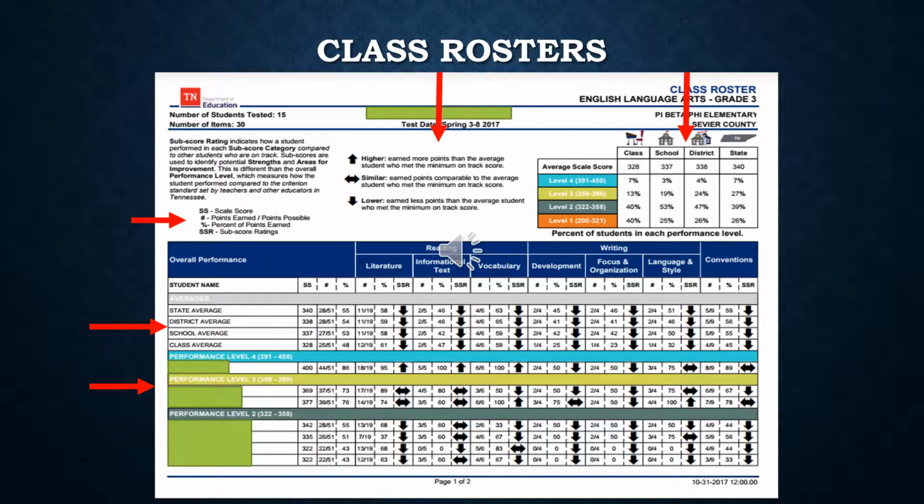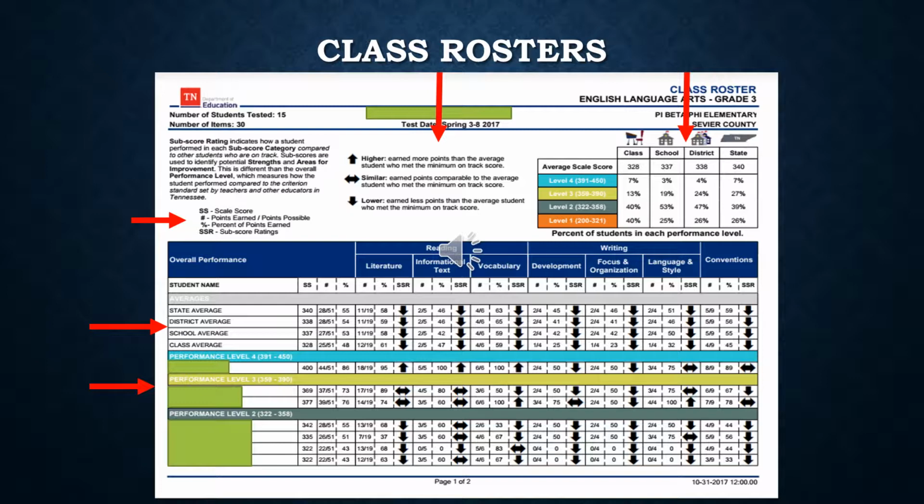The key for the SSR is above the class roster in the middle. The up arrow indicates the student did better than the minimum on-track score. A down arrow indicates the student did worse than the minimum on-track score. And a side-to-side arrow indicates the student performed similar to an on-track student. There are also rows for state, district, school, and class averages for comparisons.